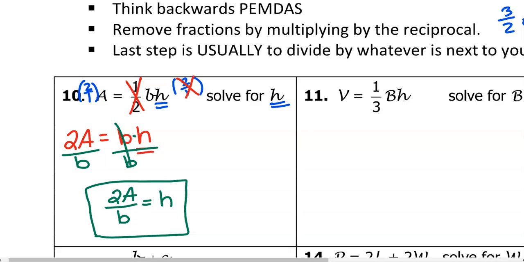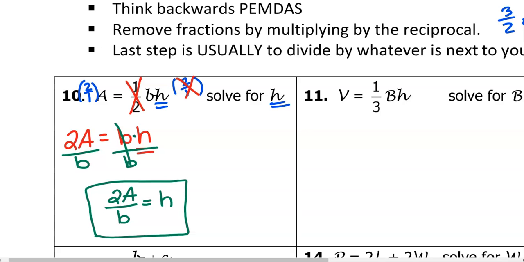And that's our answer. So it's not going to be a number today. We're rearranging the equation. So everything that was in the equation is still there. We're just moving things to the other side. We're going to do more. That's only the first one.